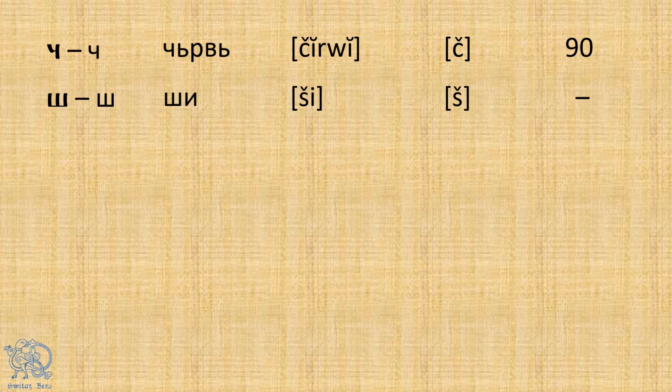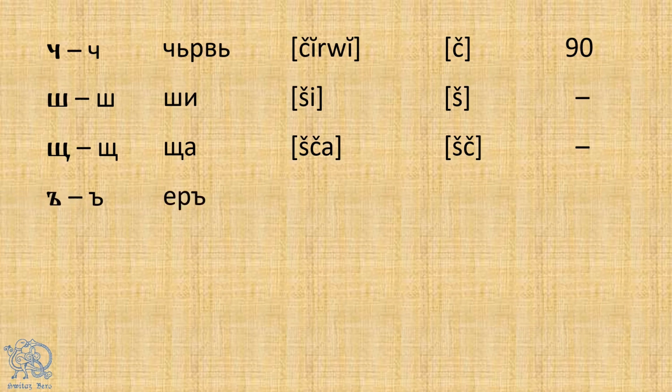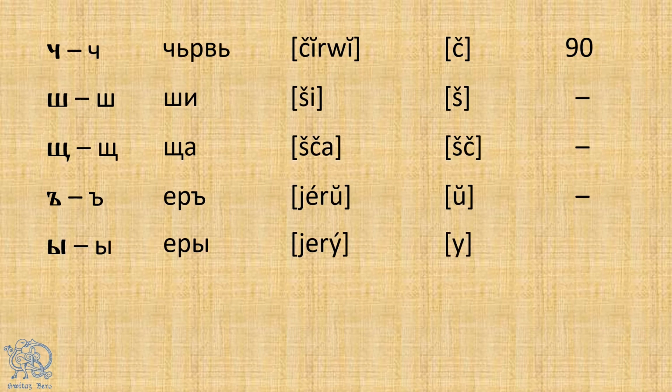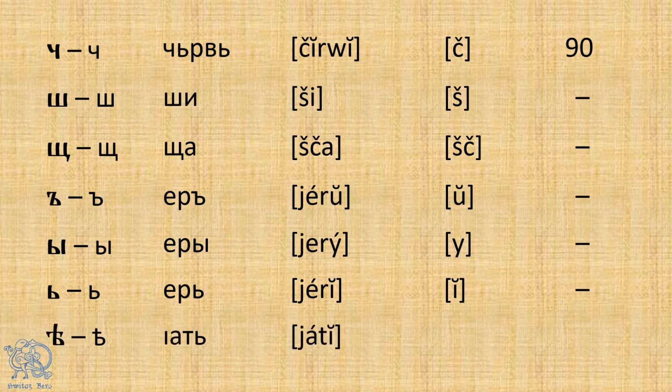She, the sound Sh with no numeric value. Shcha, the combination of sounds Sh, Ch with no numeric value. Yero, the sound U with no numeric value. Yeri, the sound E, and it didn't have a numeric value either. Yeru, the sound I with no numeric value. Yatya, the sound I or I, and it didn't have a numeric value.